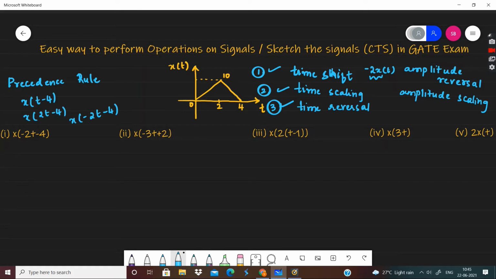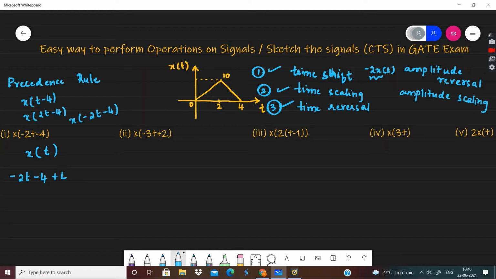Whenever you find the questions in terms of sketch the signal or operations on signals, look into the question carefully. Our intention is to convert whatever is given inside your brackets. So inside the bracket I am having minus 2t minus 4. I have to convert this minus 2t minus 4 to t, that is in terms of x of t. So how can I make this minus 2t minus 4 equivalent to a value of t? So minus 2t minus 4.